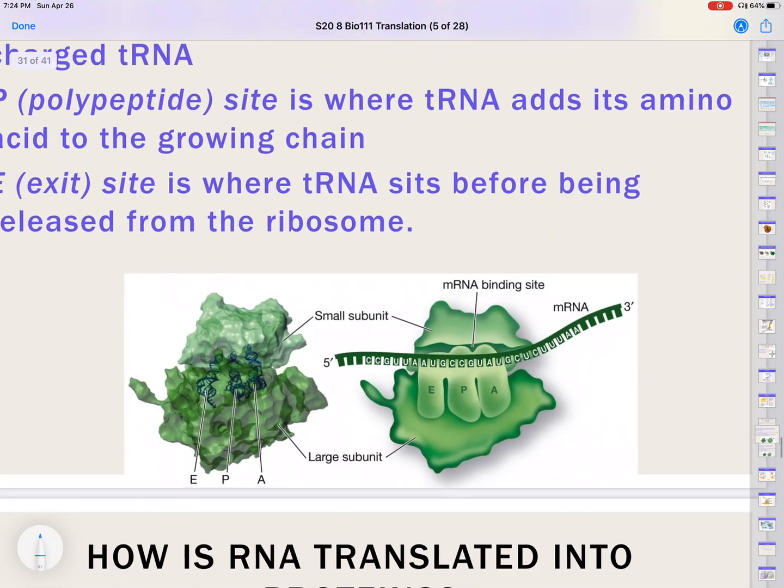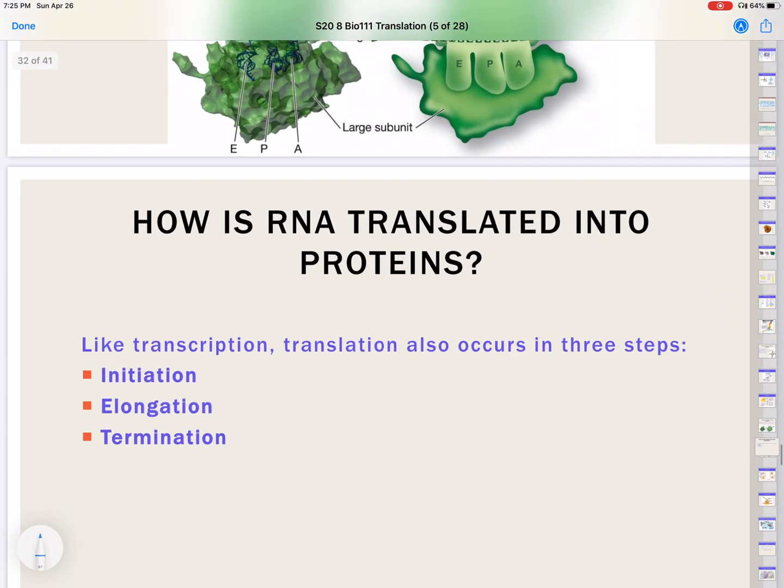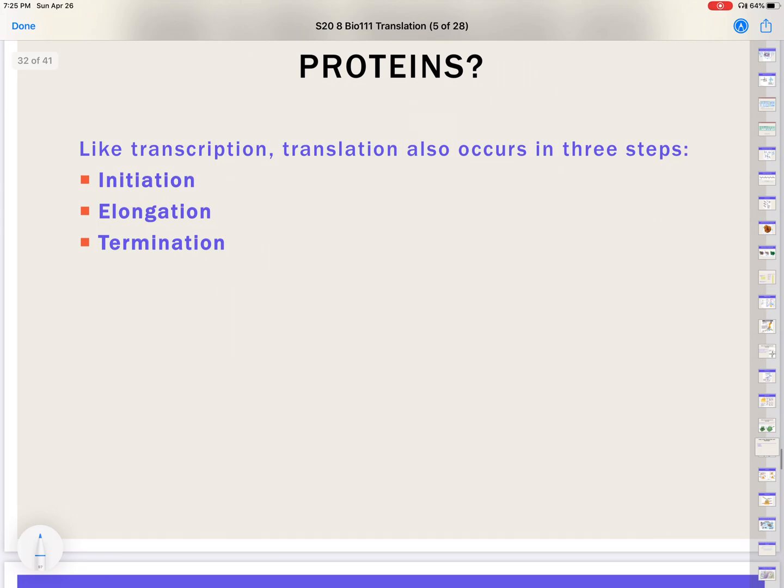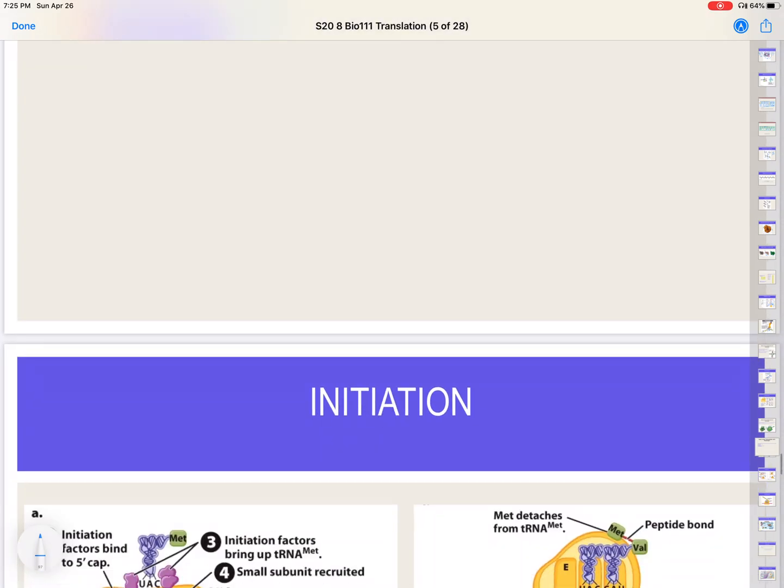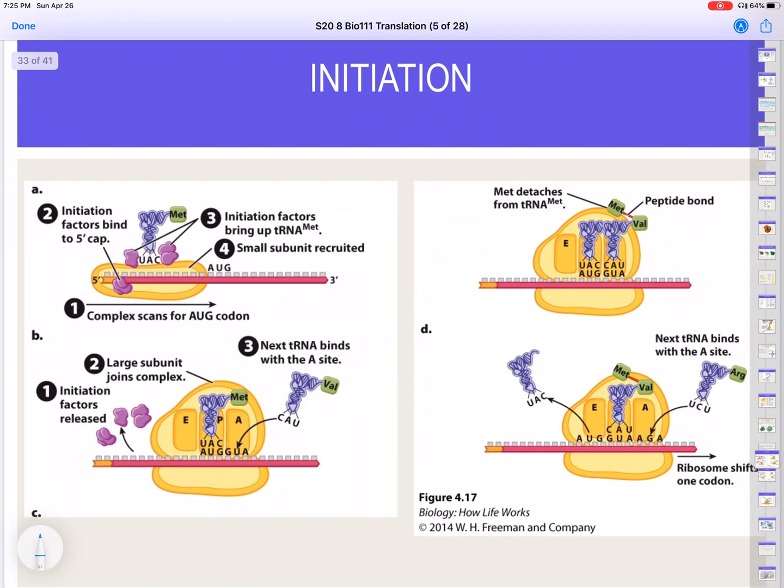Here it is again. So again, initiation, elongation, and termination, just like with transcription, although obviously the details are different. So for initiation, it always starts with methionine. Methionine binds to this AUG that starts the peptide chain. It actually moves over to the P site, and then in the A site, the next amino acid sequence comes.